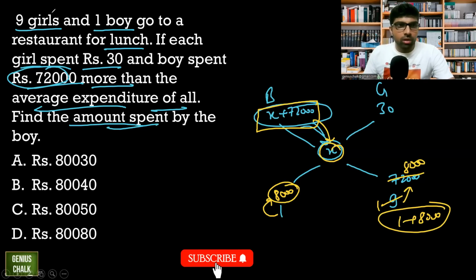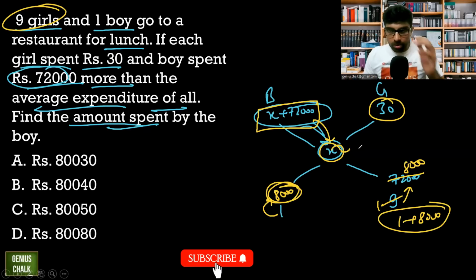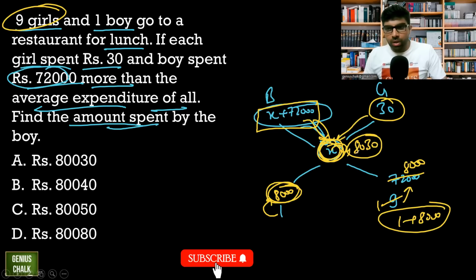It is actually 9 girls are there. So 9 is equal to this. So 1 is equal to 8,000. Now you see this 30 is less than 8,000. So this value must be 8,030, right? Allegation says that this is the average value. So if this is less than this, this must be more than this. So if 30 is there, if this is 8,000, this must be 8,000 plus 30. That is 8,030. That means overall average is this.